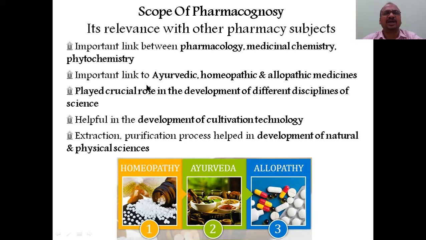It is an important link with the Ayurvedic system also. See, first one is a subject, second one is a system. Homeopathy, allopathy, not only allopathy, Unani also consists of minerals and various plant products. Unani system, Jinda Tilismath is one of the good products from Unani. It played a crucial role in the development of different disciplines of science, and in the development of cultivation technology. If you know which type of soil gives more yield for curcumin, more yield for Digitalis purpurea, that cultivation technology has also improved like anything with the help of pharmacognosy only.